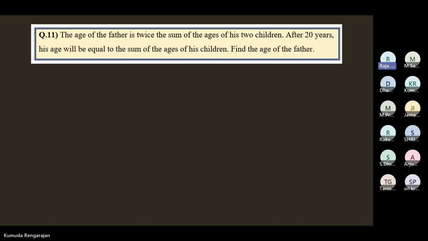Ma'am, the age of the two children is X and Y. Okay. So one child's age is X, the other one is Y, is it? Yes, ma'am. Then what about the father's age? 2x plus y, ma'am. 2 into X plus Y, is it? Yes, ma'am. 2 into bracket x plus y.